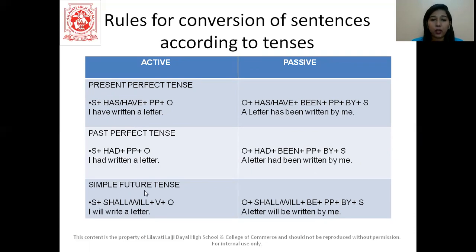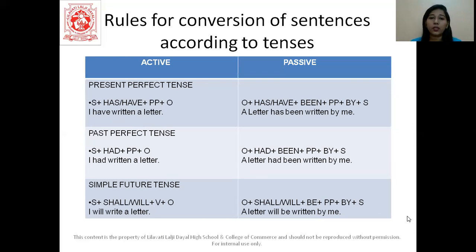Then finally, in the end, we have simple future tense. Here we have subject plus shall or will plus verb plus the object: I will write a letter. This will get converted to: a letter will be written by me. Here again we bring out the object first, then we have shall or will plus the word be, then our participle, the word by, and then our subject.